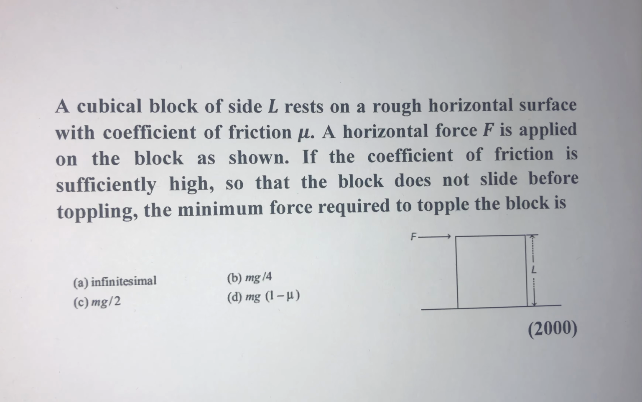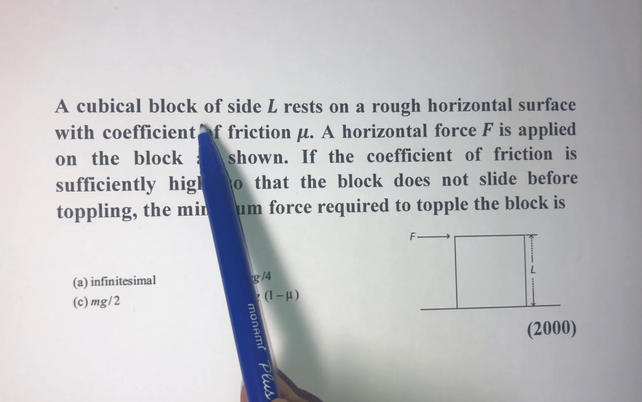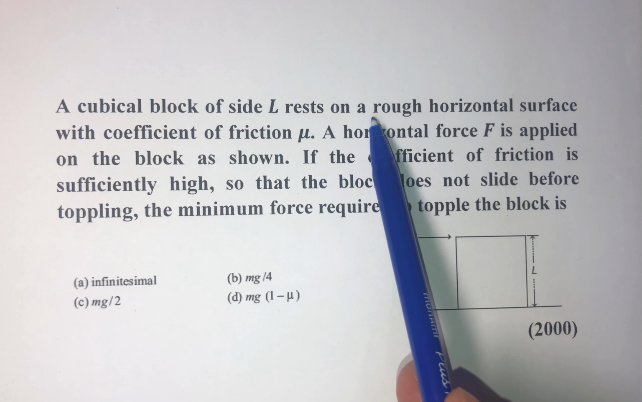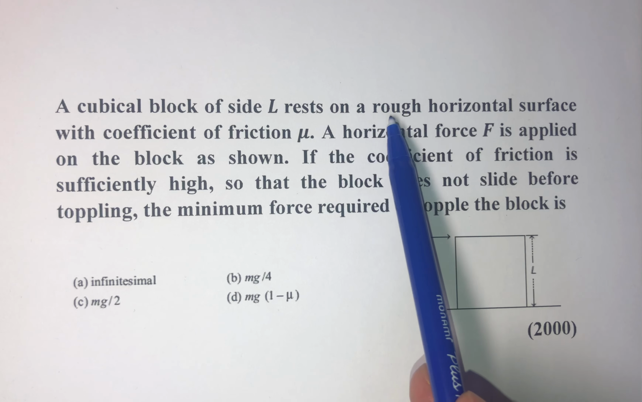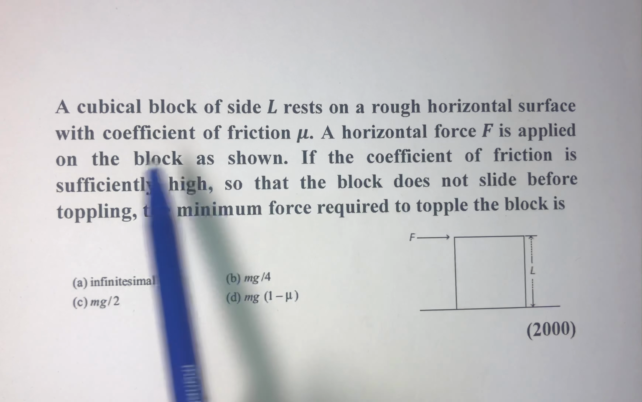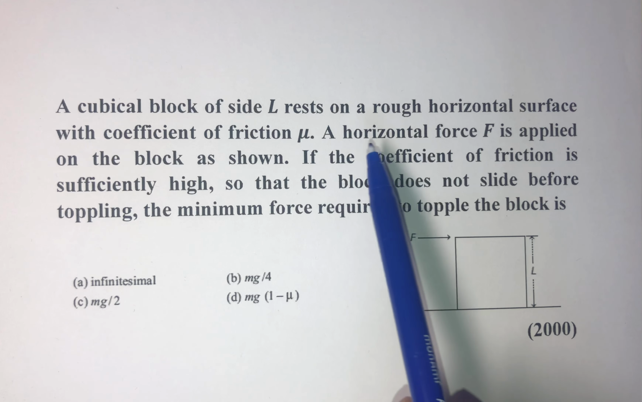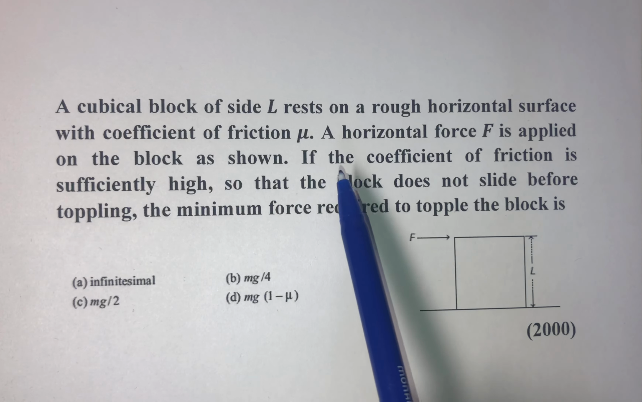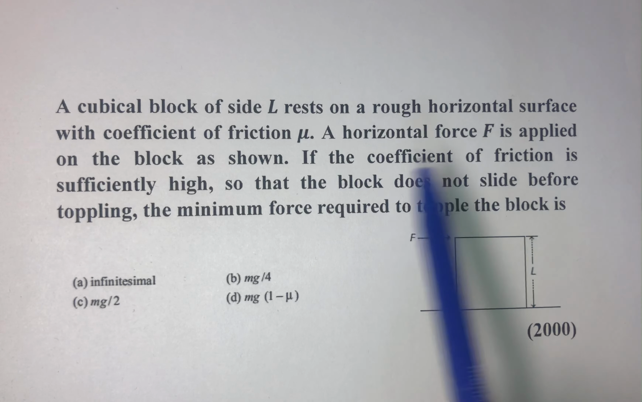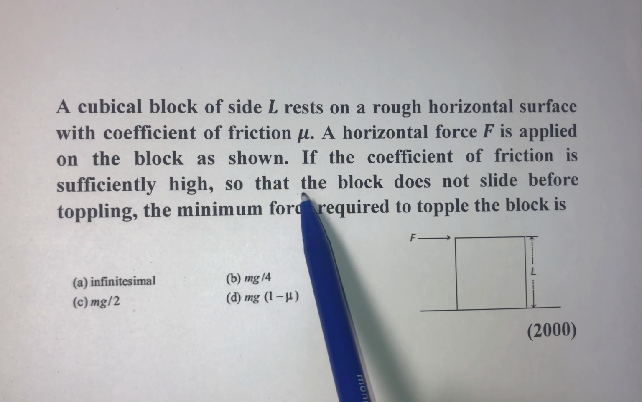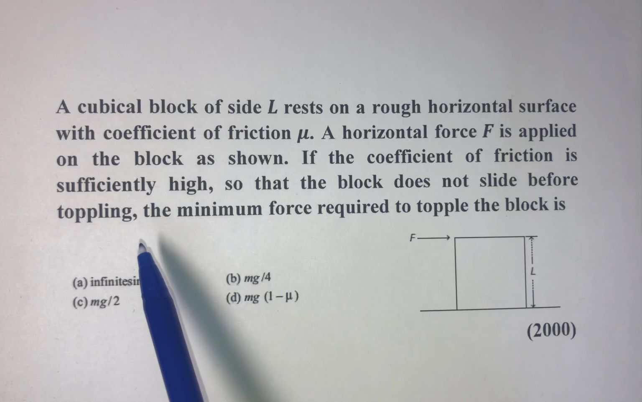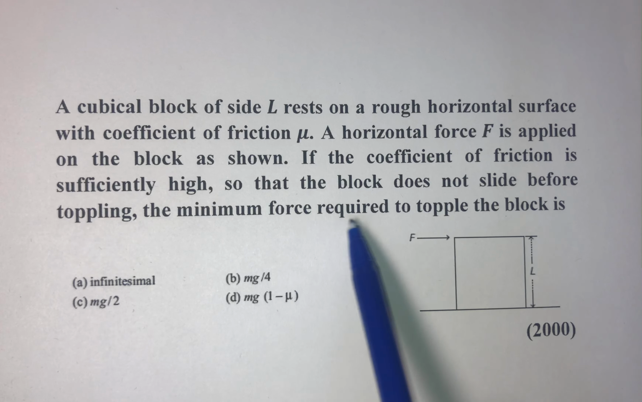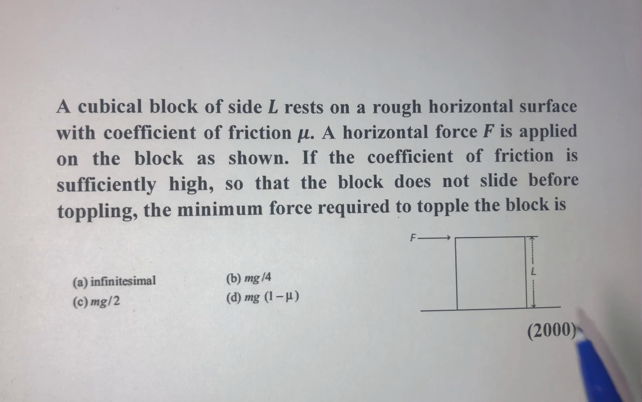Hello friends, today's question. A cubical block of side L rests on a rough horizontal surface with coefficient of friction mu. A horizontal force F is applied on the block as shown. If the coefficient of friction is sufficiently high so that the block does not slide before toppling, the minimum force required to topple the block is.